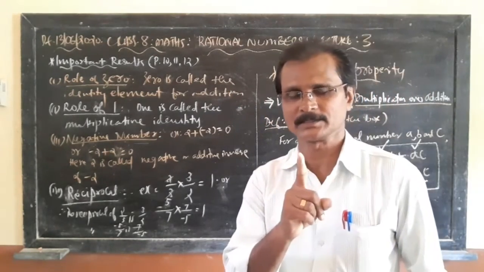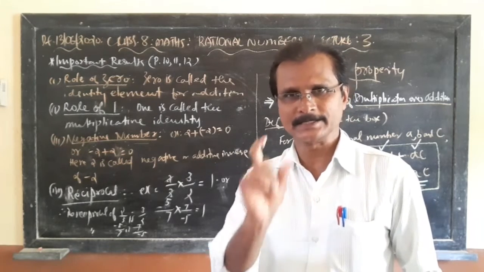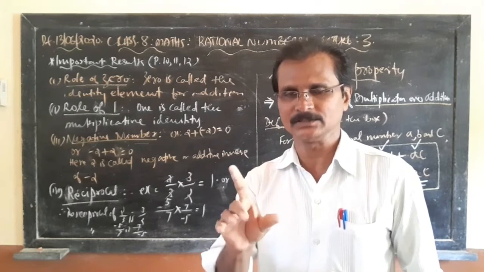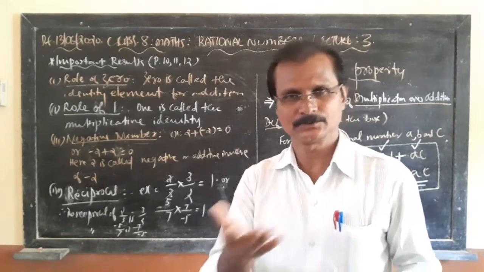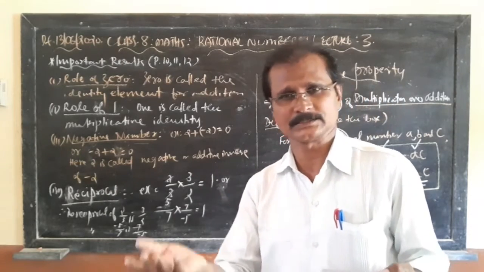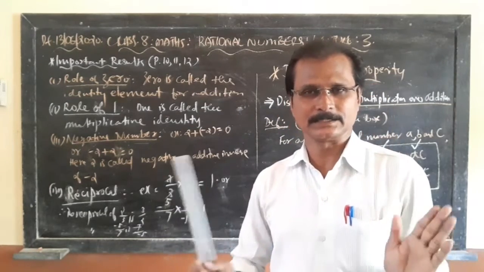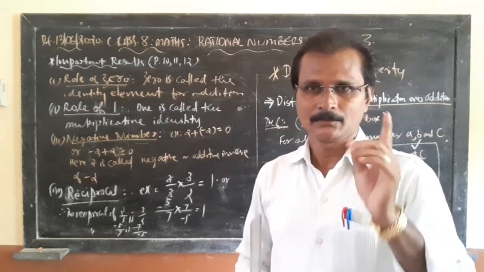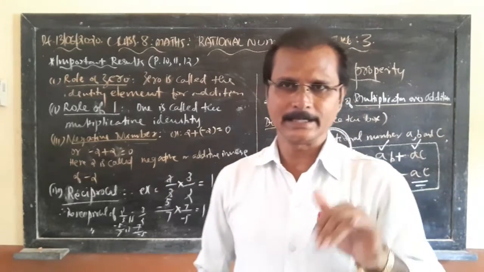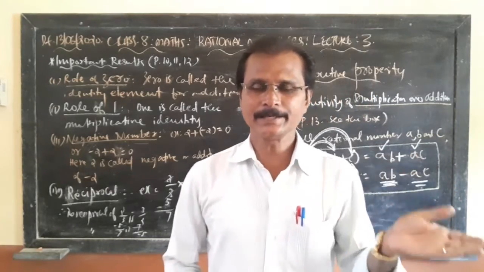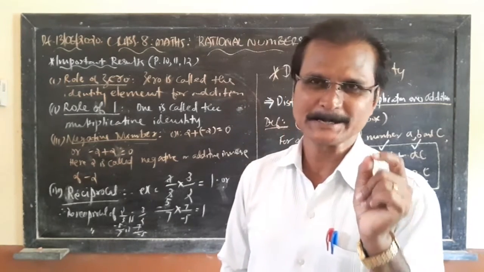What is the distributive property? For any rational number, this definition you need to memorize. For any rational numbers A, B, C, they may be any number: integer, positive integer, negative integer, positive fraction, negative fraction, anything. So any three numbers A, B, C: A into B plus C equal to AB plus AC, A into B minus C equal to AB minus AC. That way you have to memorize the definition.